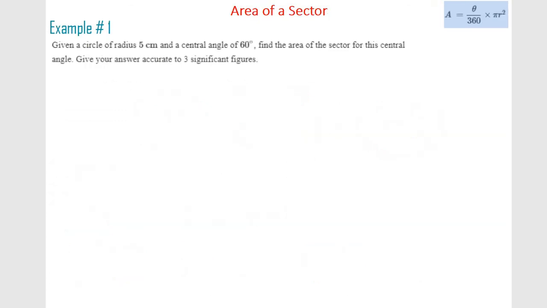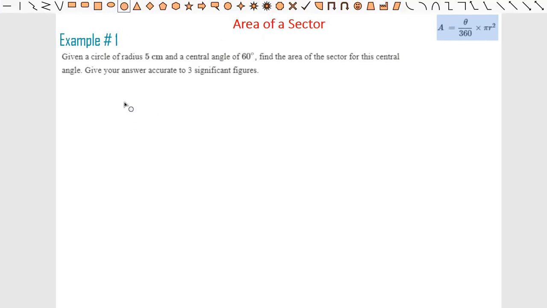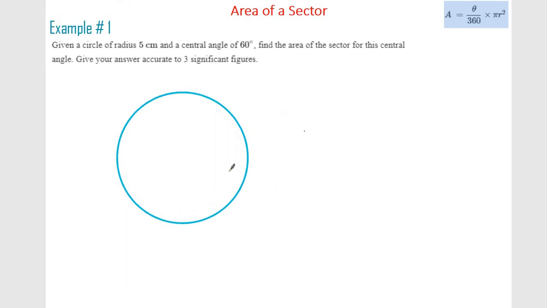For the next one, we have an area of a sector. I can draw a circle here. Forgot I had that tool. So we have a radius of 5, a central angle of 60, and we find the area of the given angle, the area of the sector. The area of the entire circle is pi r squared, so just pi times 5 squared.